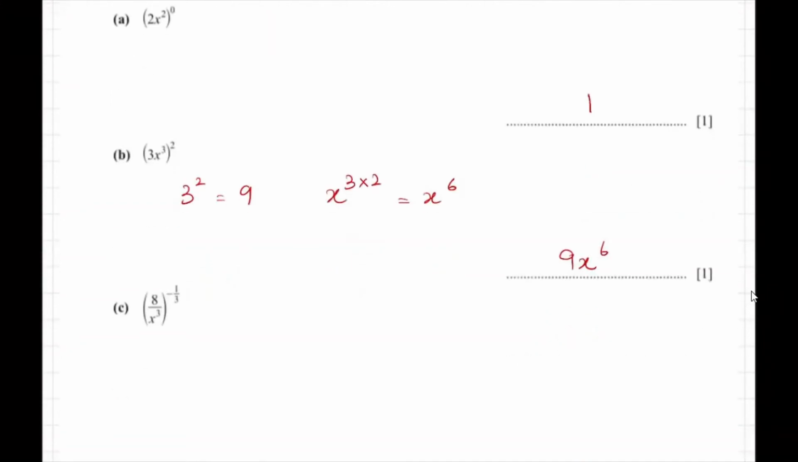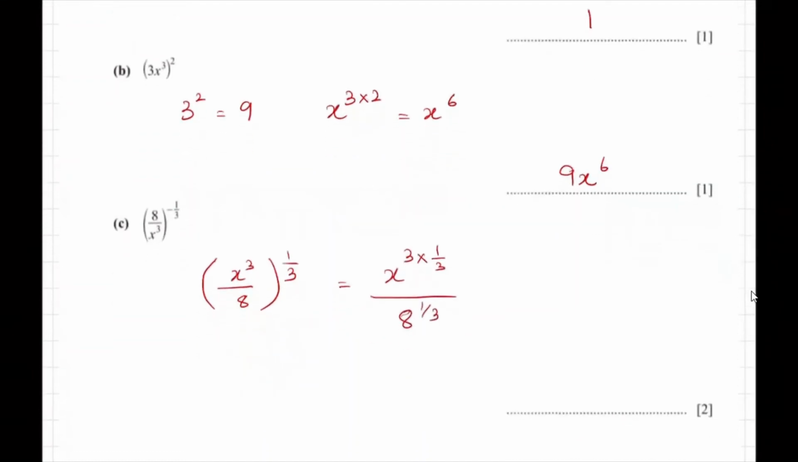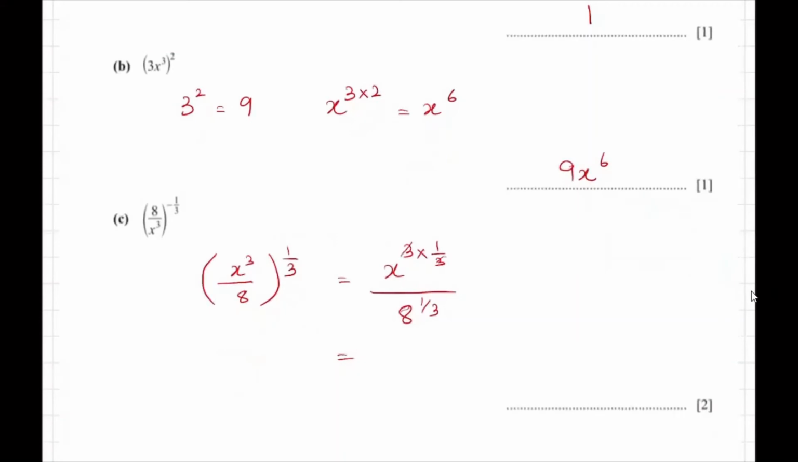Okay, over here we have a negative power. So first reciprocate it in order to make your power positive, because it's very difficult to deal with negative powers. So I'm going to reciprocate it, x cube divided by 8, and the power is positive, magic. 1 over 3 means multiply your power with 1 over 3, and 8 to the power of 1 over 3. All right, 3 and 3 will cancel out, which means only x is left. Cube root of 8 is 2. So your answer is x over 2.